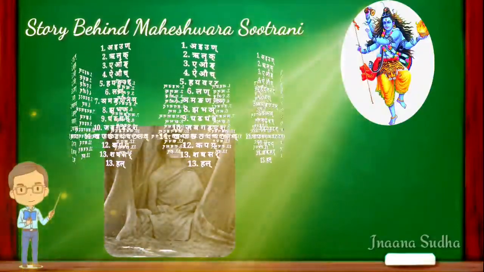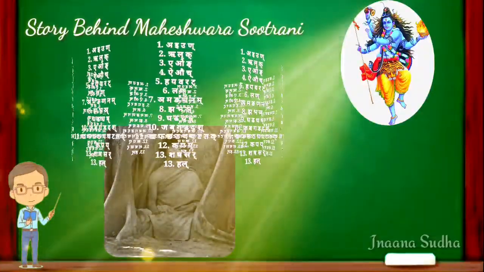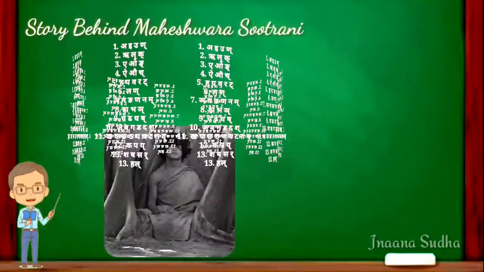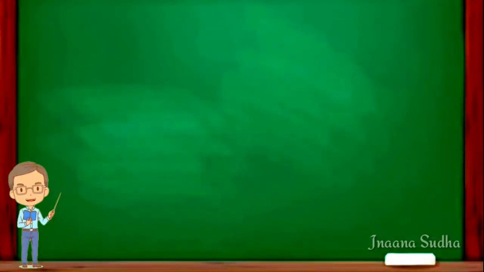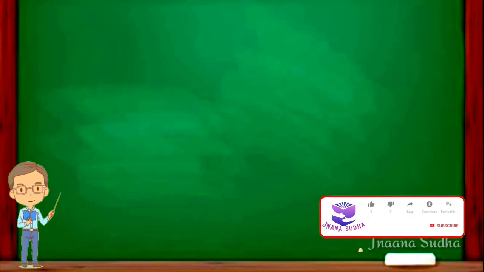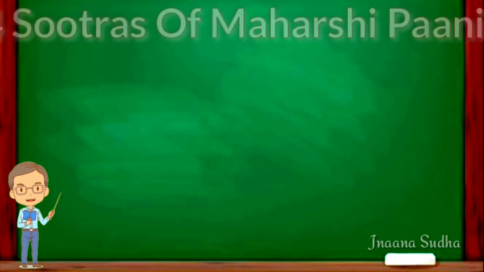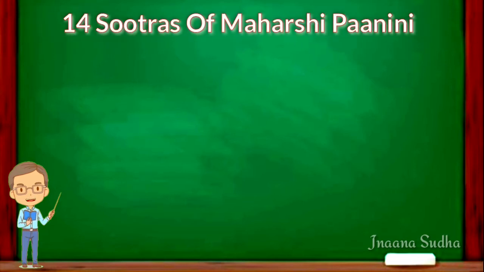This is the basic step of Paanini to write Sanskrit Vyakarana. In Paaninian grammar, Sanskrit alphabets are rearranged in the form of formulas. There are 14 sutras. For a better understanding of Sanskrit grammar, the aphorisms of Maheshwara are very essential.